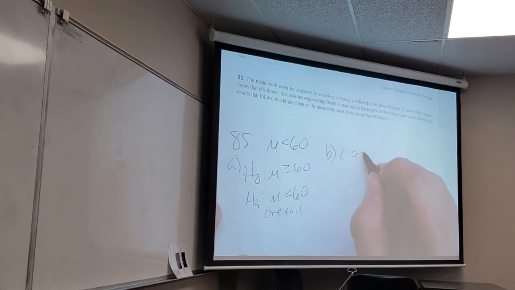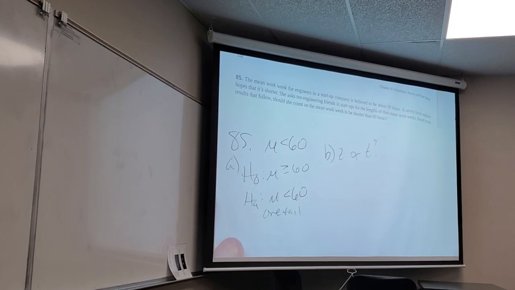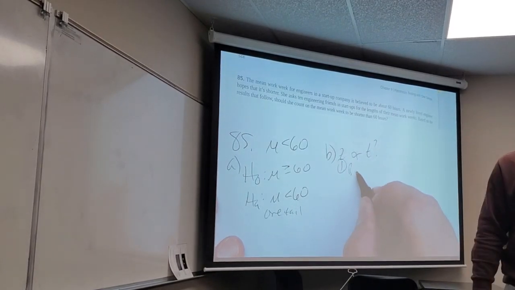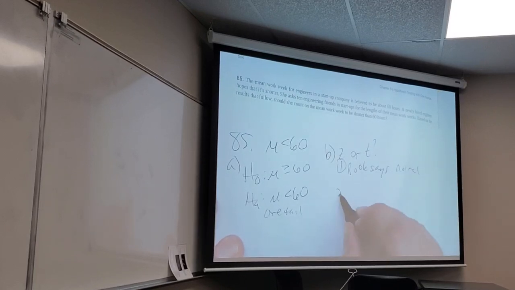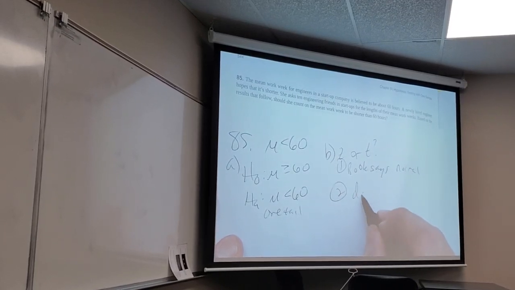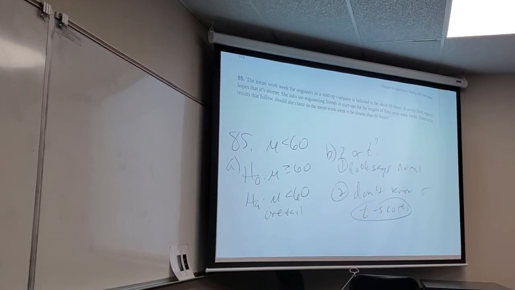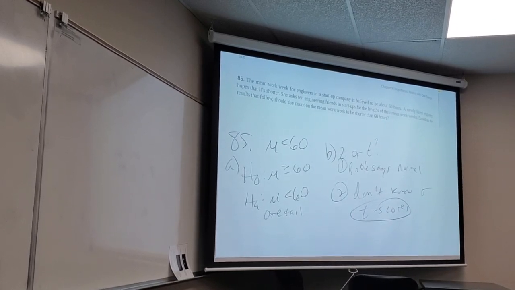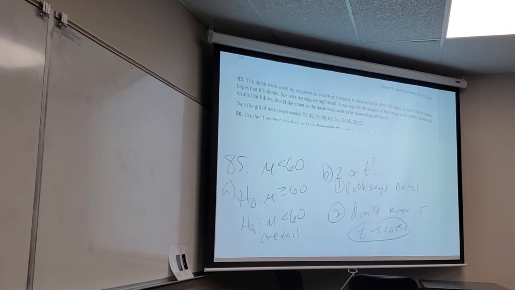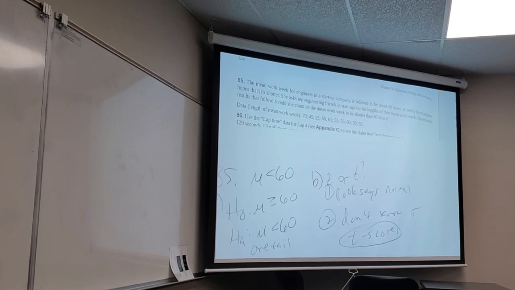Okay. Part B? Z or T, we already know this one. One, the book says it is normal. Secondly, we don't know sigma. So we're going to use t-scores. All right, so take a minute and, well, actually we can do part C, the rejection region.